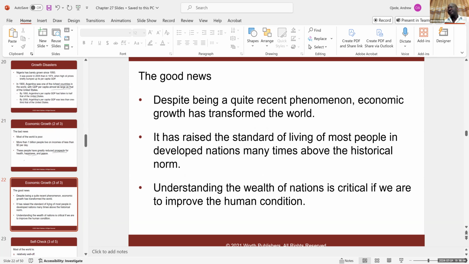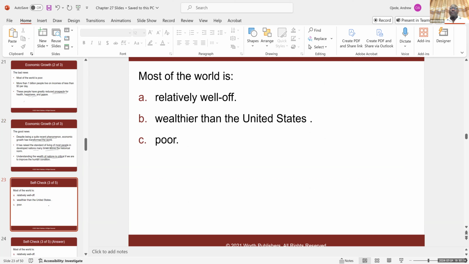The good news is that despite being a quite recent phenomenon, economic growth has transformed the world. It has raised the standard of living of most people in developed nations many times above the historical norm. Understanding the wealth of nations is critical if we are to improve the human condition around the world, because there are critical steps and key ingredients that a country needs to attain a higher level of what? Of welfare or economic prosperity. So most of the world, as I said, is relatively poor. The correct choice, we just talked about that.